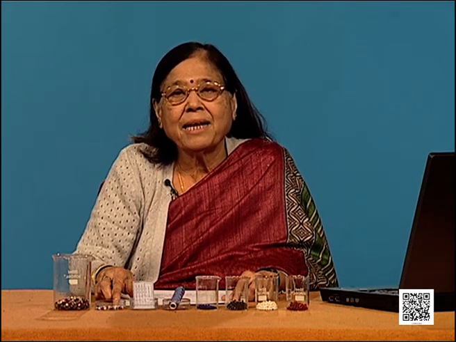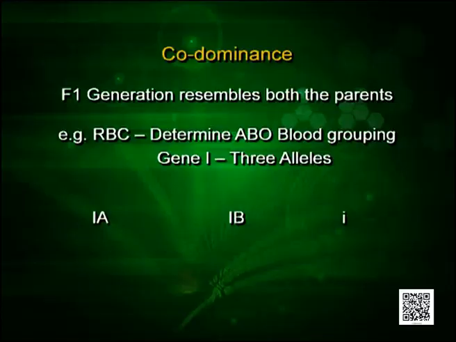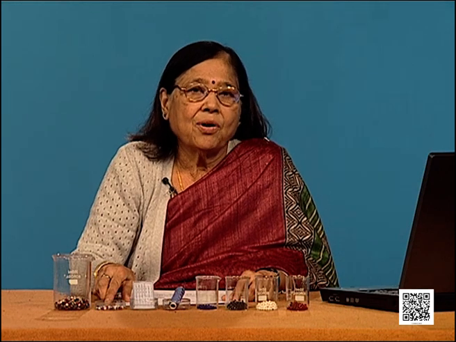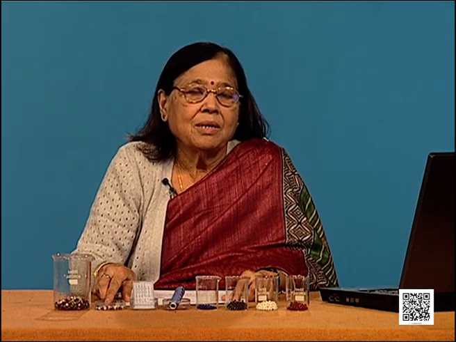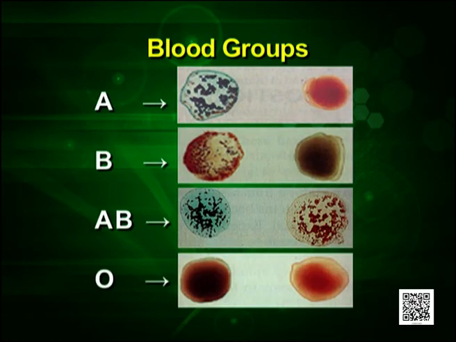Similarly, there is one more example which I would like to discuss before I go to dihybrid cross. It is called codominance. As the name indicates, both the characters will be shown in the same individual. A very good example for us is our blood groups. Children, you know that our blood groups are A, B, AB and O. So, most of us will fall in one of these 4 blood groups.